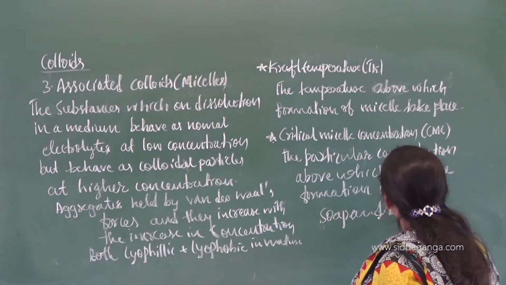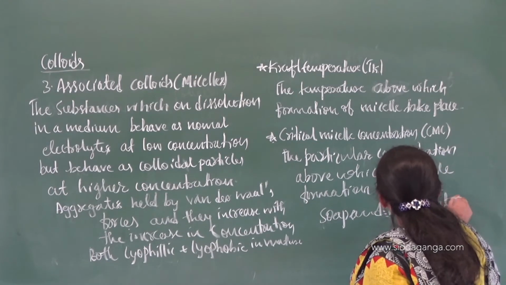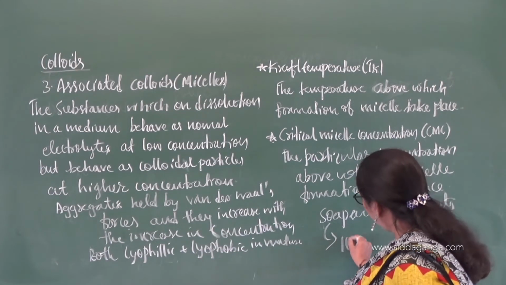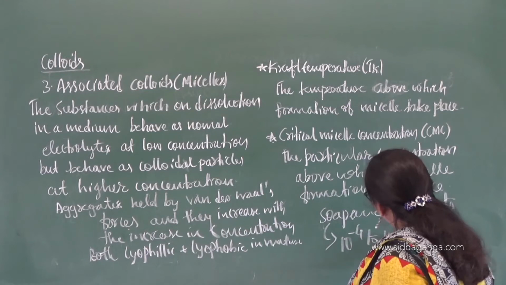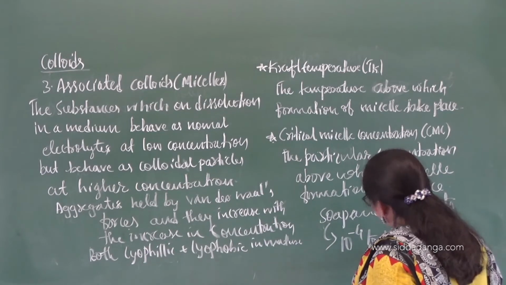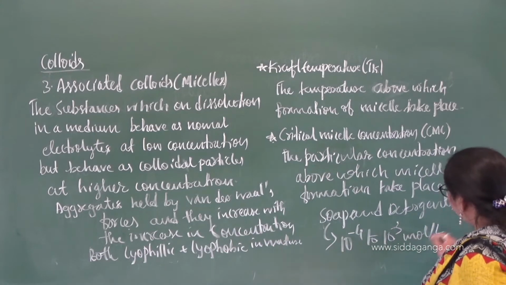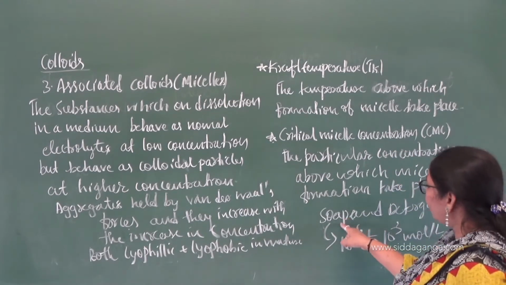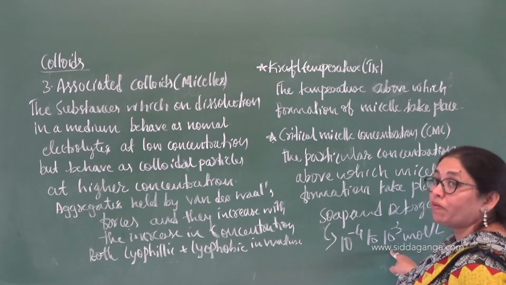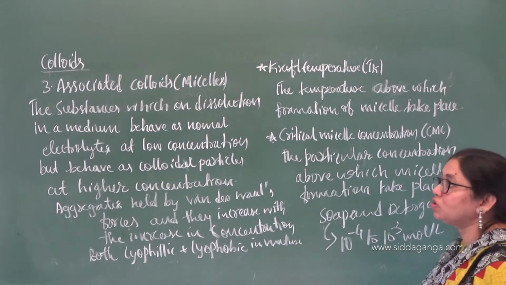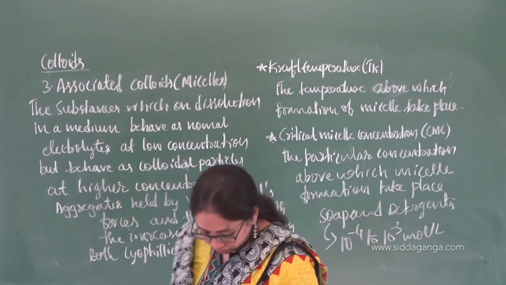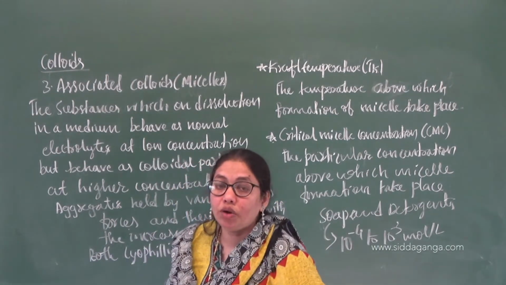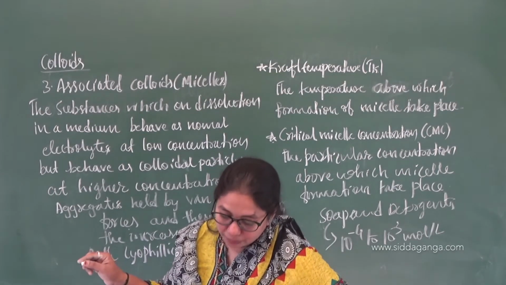So if you take the example for this one, soaps and detergents are the best examples of associated colloids. For a particular soap, the critical micelle concentration ranges between 10⁻⁴ to 10⁻³ mole per liter, as the concentration we are going to express in terms of mole per liter. What is the critical micelle concentration for soap? 10⁻⁴ to 10⁻³ mole per liter. So these are the micelles, or you can say the associated colloids.